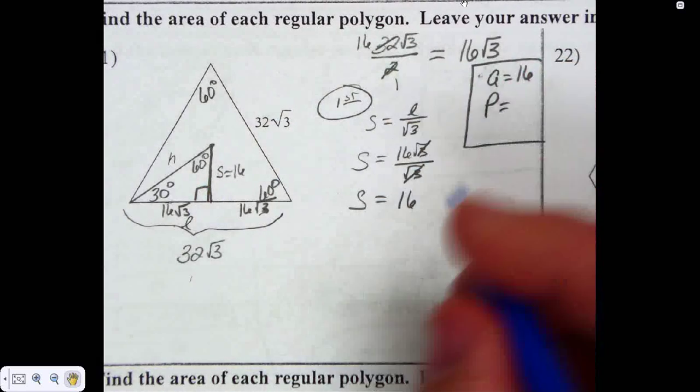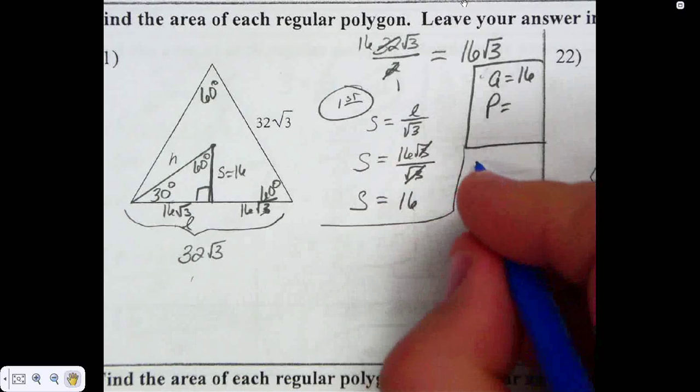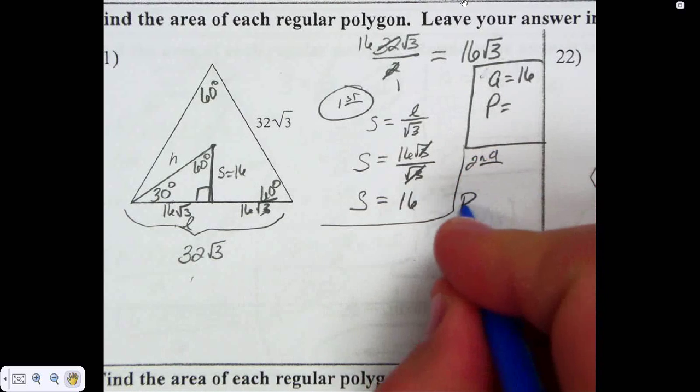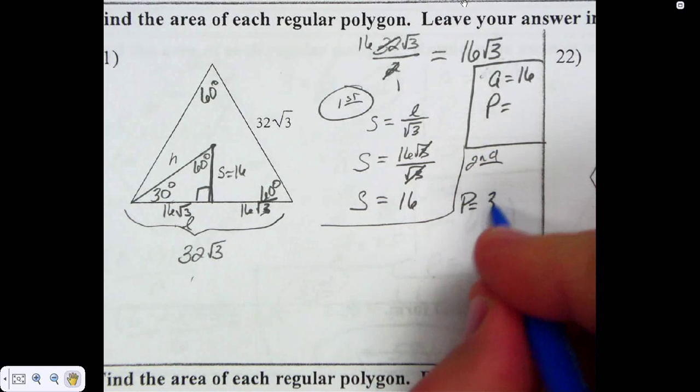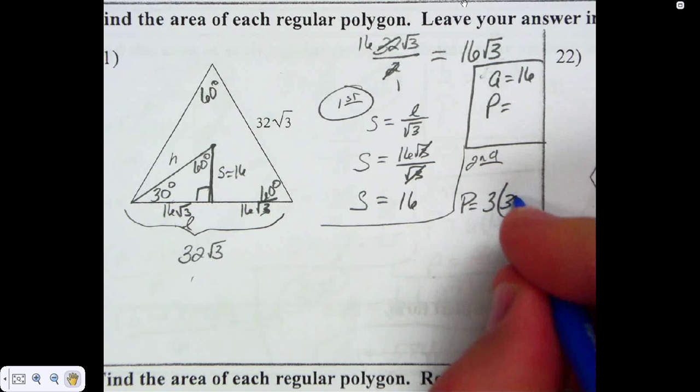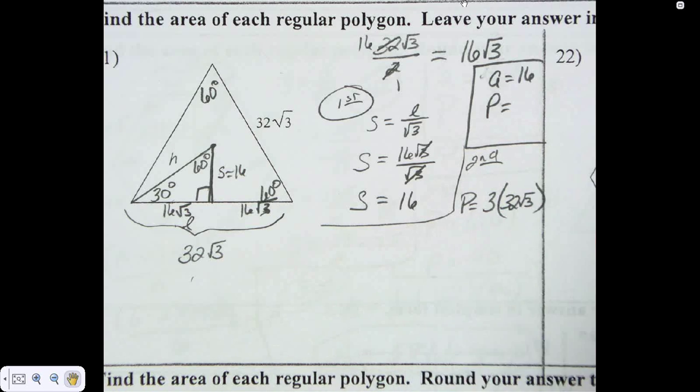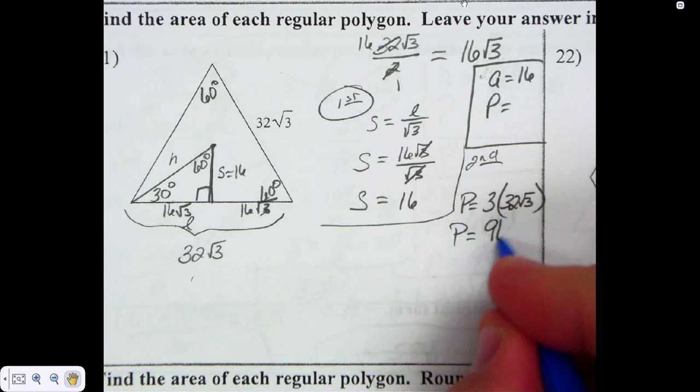Now, what's our perimeter? How many sides are there? What is each side? 32 square root of 3? So what's the perimeter? 96 square roots of 3? Huh? 96 square roots of 3? Perfect.